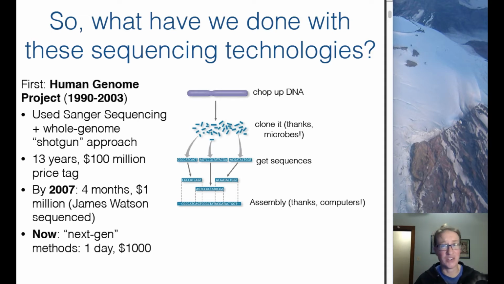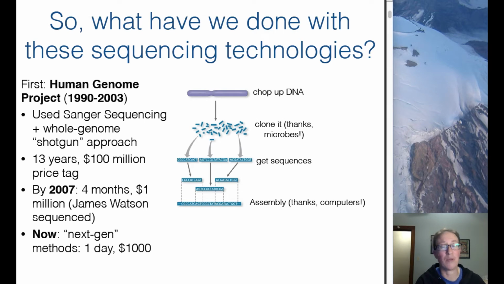It took 13 years to sequence the first genome, and it cost well over $100 million to complete this sequence. Then by the year 2007, 4 years later, we were down to only 4 months to sequence a genome, and at that point it only cost $1 million. And by the way, the genome that got sequenced was James Watson's genome, of all genomes. And now, using next-gen methods, it's possible to sequence a genome in the space of a single day, and it only costs around $1,000 to sequence a genome.